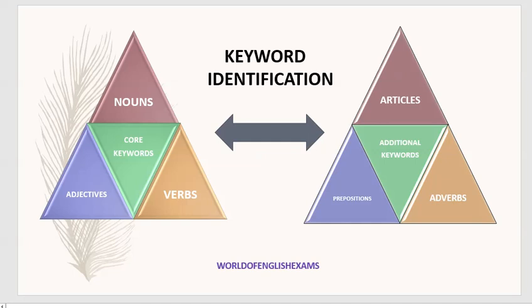So let me just recapitulate whatever we have learned. The core keywords are nouns, verbs, and adjectives. We are going to highlight and mark them as and when we see them. The next additional keywords are articles, adverbs, and prepositions. So these 6 parts of speech must be identified as keywords because they are going to be very useful in identification and matching. So now, having understood how to identify the keywords, let's look at some important tips that might help you in getting these answers right.